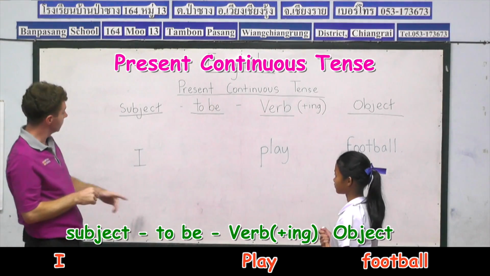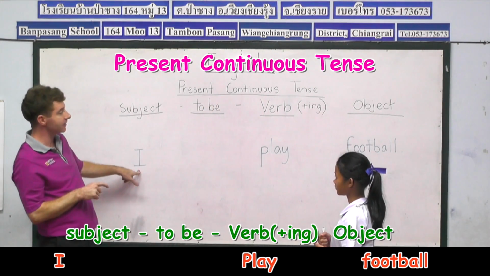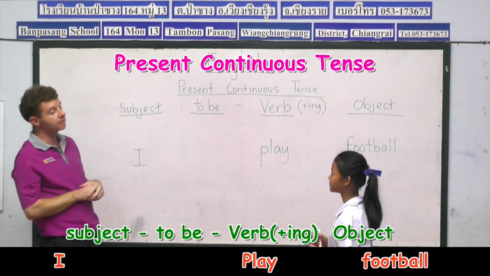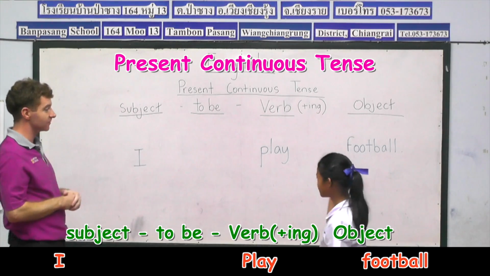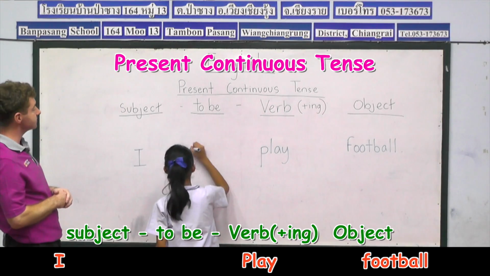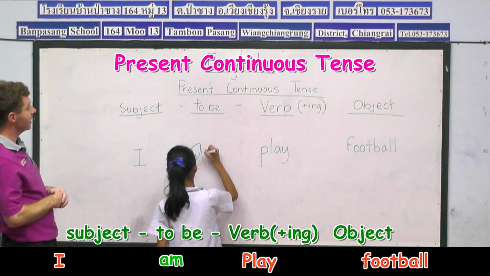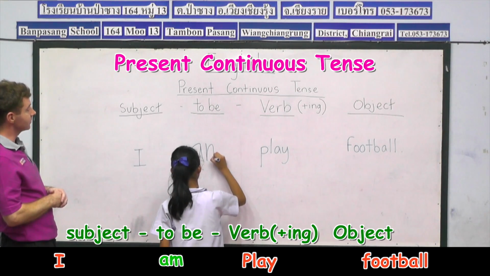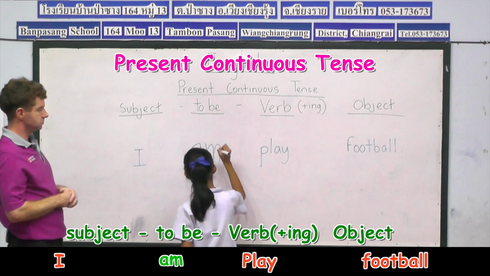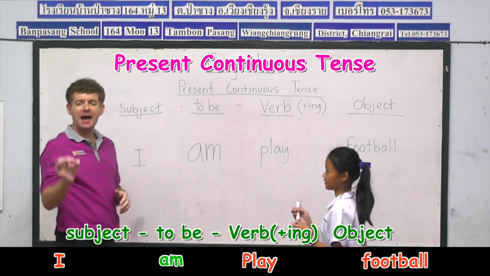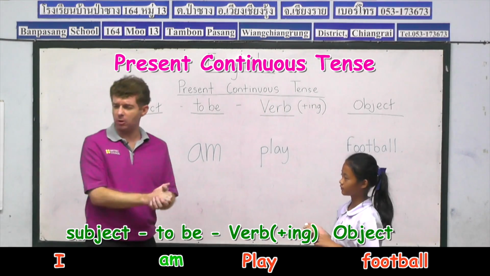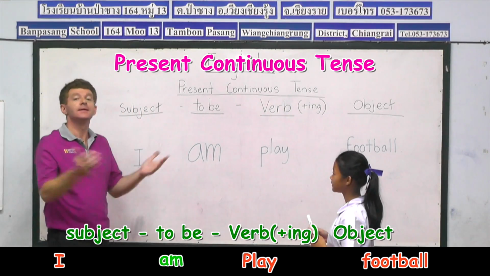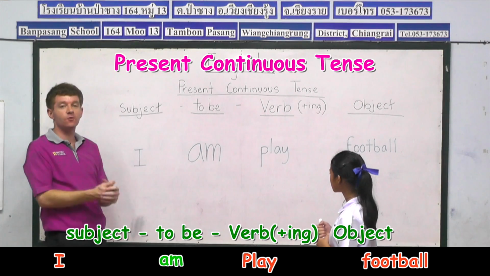So Dan, if we use the subject I, what form of verb to be do we need? I am. Excellent. So how do we spell am, guys? A-M. Excellent. Now, I am play football. I am playing football. You see, what do we need to do with our verb word?